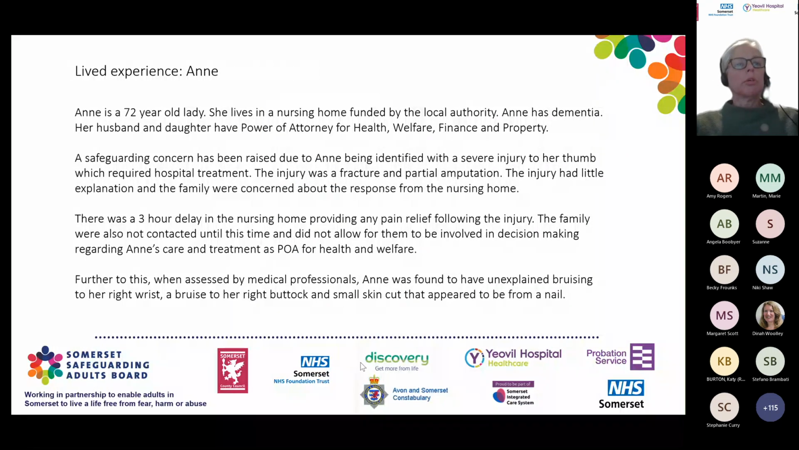Thank you. So abuse is not just domestic abuse, although it's the abuse most commonly discussed in research. Let's take a look at this case study. Anne is a 72-year-old lady. She lives in a nursing home funded by the local authority and has dementia. Her husband and daughter have power of attorney for health, welfare, finance and property. A safeguarding concern has been raised due to Anne being identified with a severe injury to her thumb, which required hospital treatment. The injury was a fracture and a partial amputation.